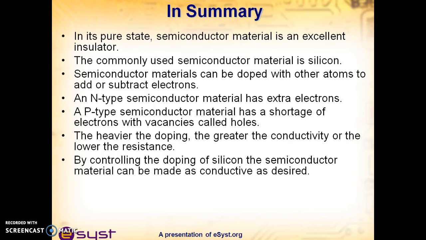In summary, semiconductor material in its pure state is an excellent insulator. The commonly used semiconductor material is silicon. Semiconductor materials can be doped with other atoms to add or subtract electrons. An n-type semiconductor material has extra electrons. A p-type semiconductor material has a shortage of electrons with vacancies called holes.